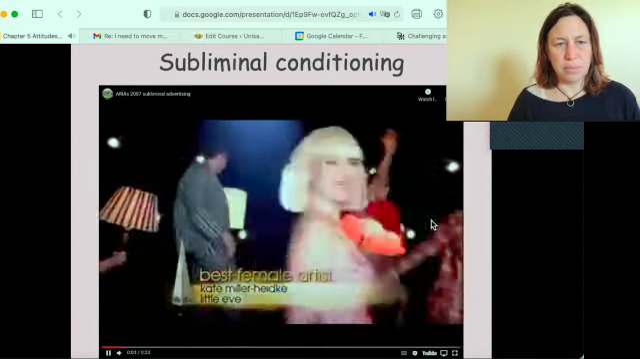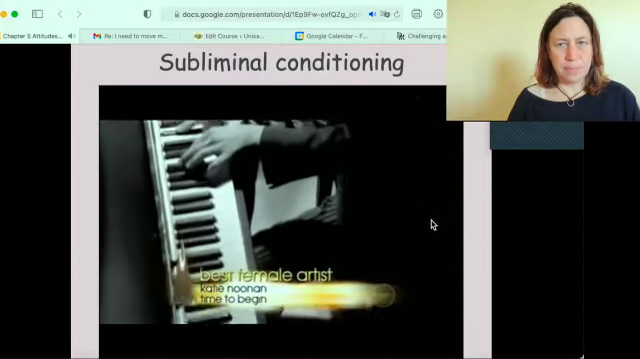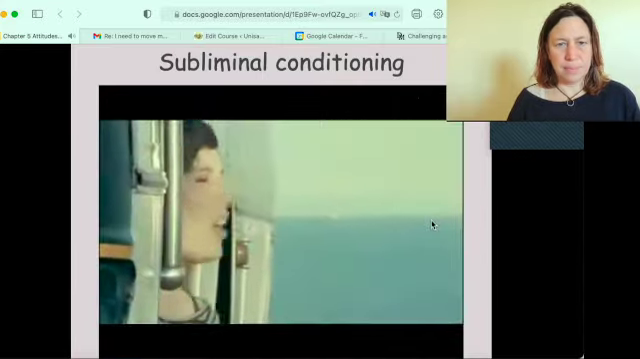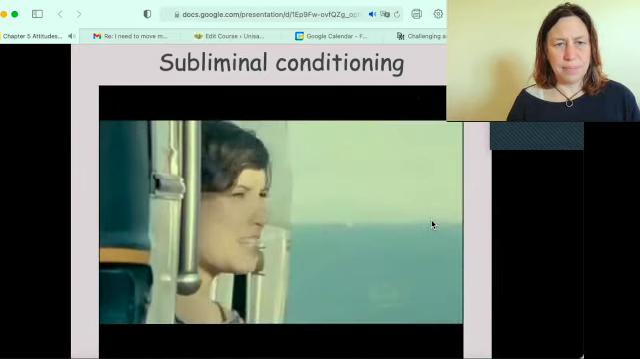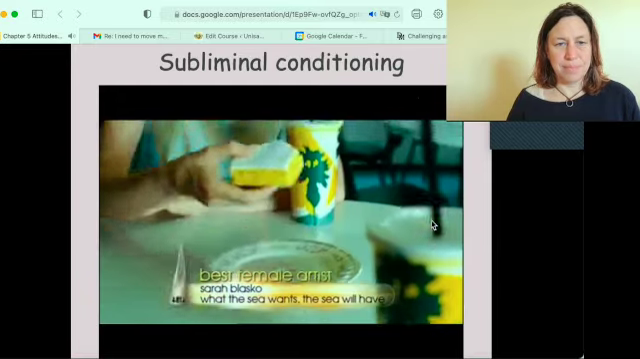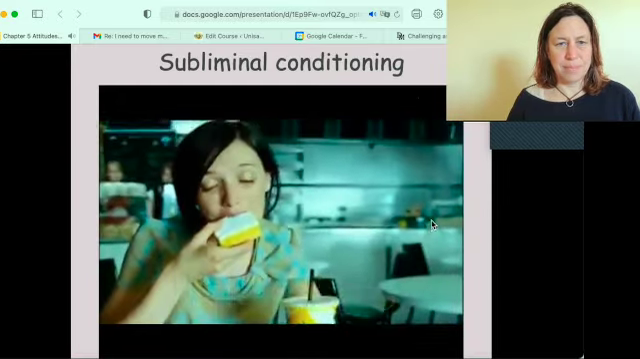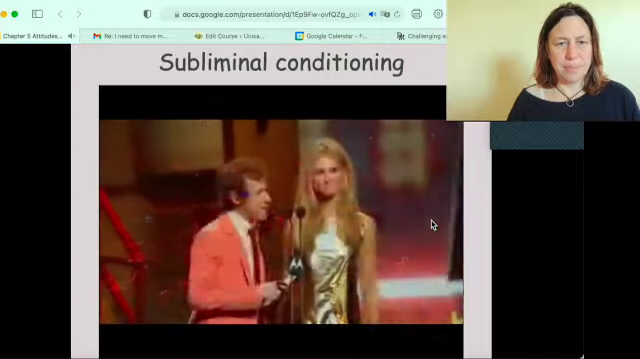Mikey, Lily. Katie Noonan, time to begin. Missy Higgins on a clear night. And Sarah Blasco, what the sea wants, the sea will have.